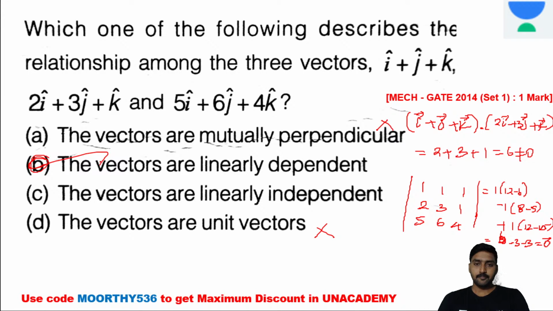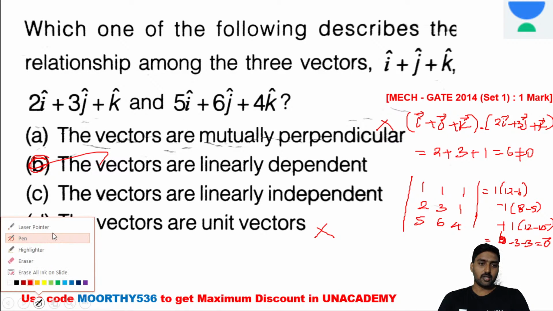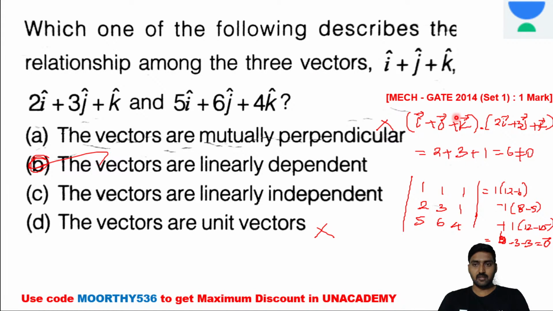Is it clear now? This is the procedure to identify whether the given vectors are linearly dependent or not. Now, multiplying the first and second vector, it's not equal to 0, so the first and second are not mutually perpendicular. If you multiply the second and third also, it's not equal to 0, so the second and third are not mutually perpendicular. If you multiply the first and third vector, here also it's not equal to 0. So all the vectors are not mutually perpendicular to each other. Okay, next one.